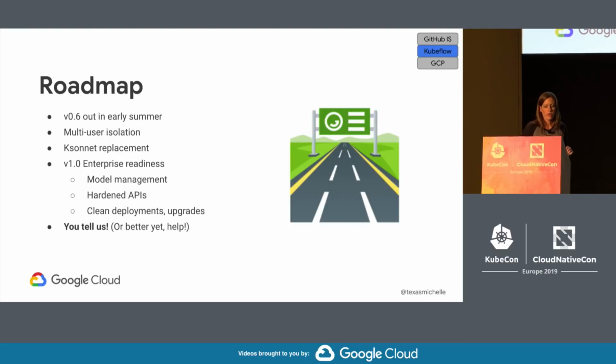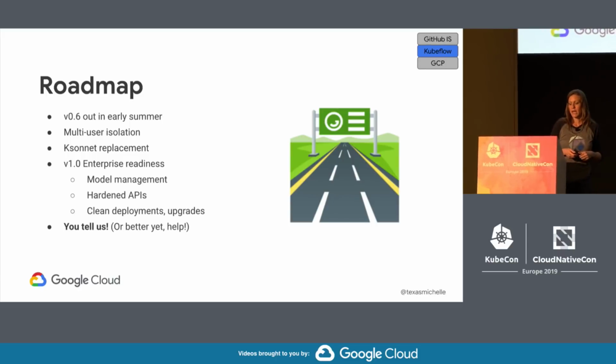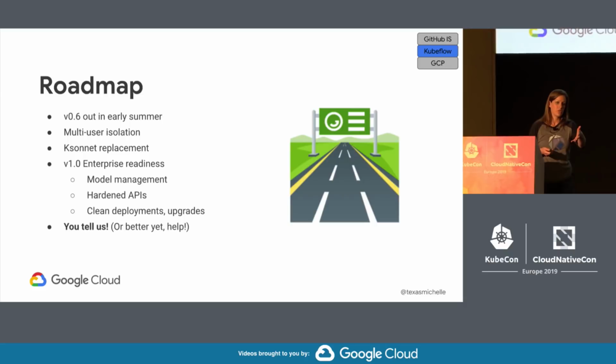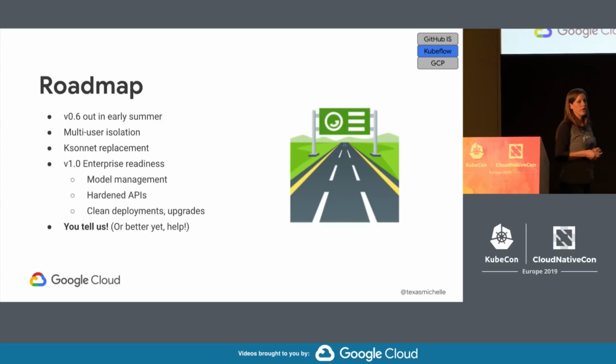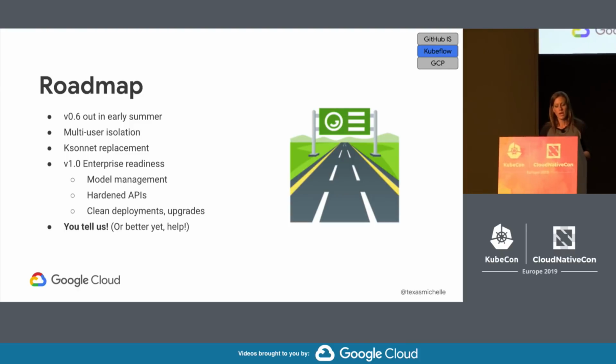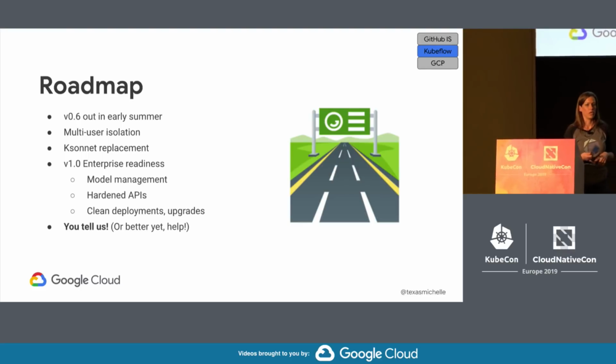That is about all I had. In terms of the roadmap for the next release, that should be out in the next month or so. That's the 0.6 release, and that focuses on multi-user isolation. So that's probably what you're looking for. That's a more consistent story, so not just on a component-by-component basis. We're looking at replacing KSonnet since it's been deprecated. That will be Kustomize. That's a fairly significant effort, so it'll take a while. But we're generally moving towards a 1.0 release, which is a lot more robust for enterprise users, like having smooth upgrades, rolling restarts, that kind of thing, and hardening all of our APIs.